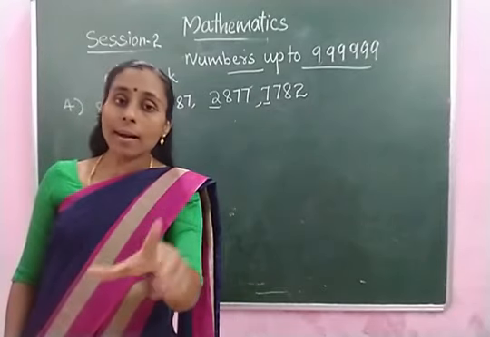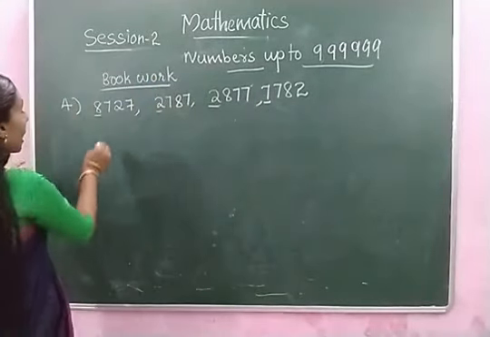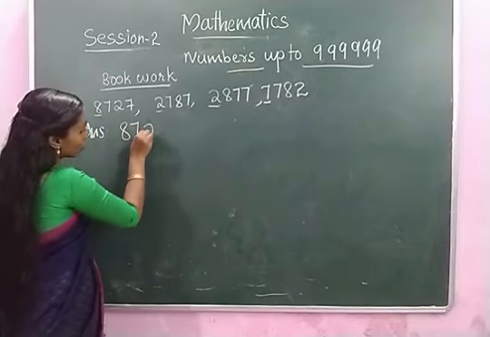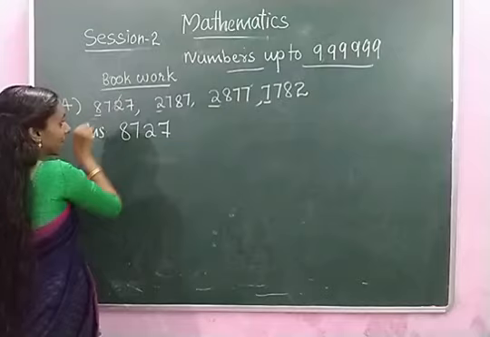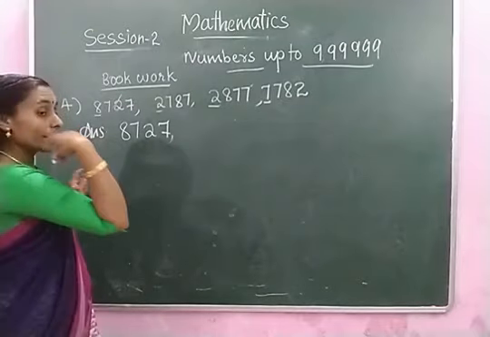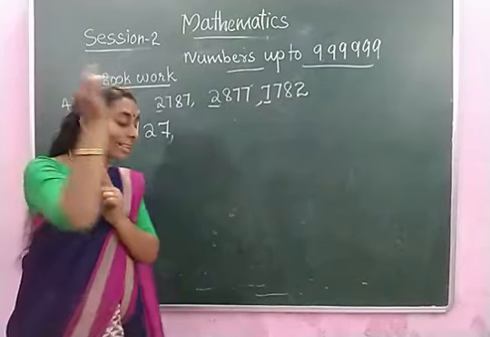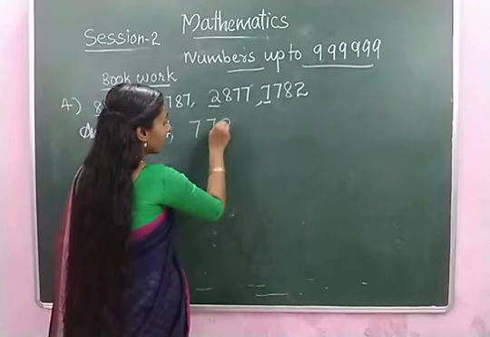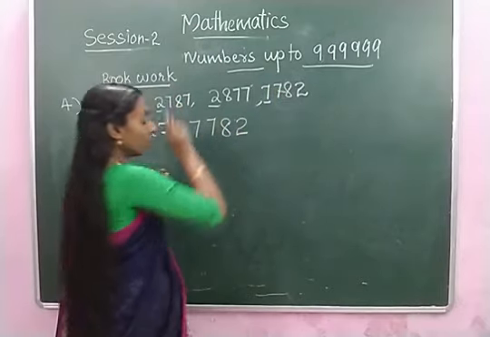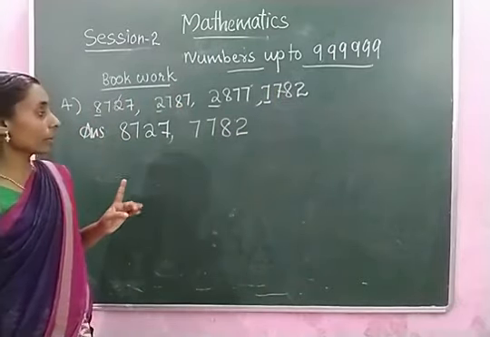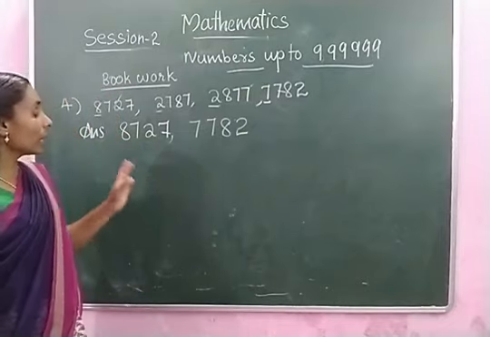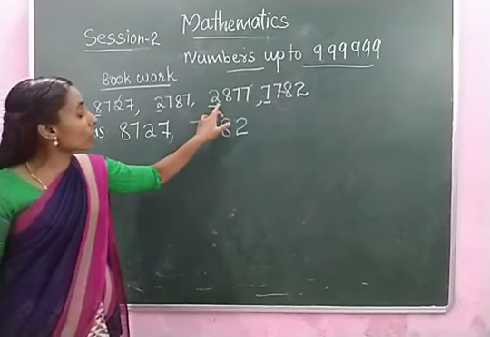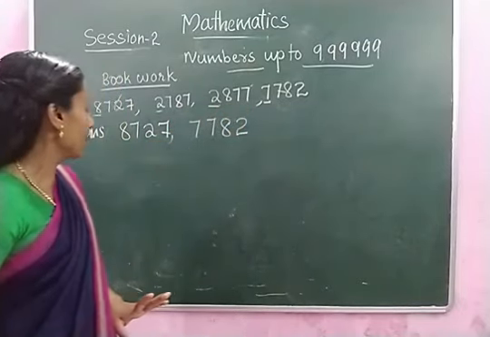How many thousands are there? 8000. So that will be the highest number, 8727. That we have cancelled. Then to get the next number, we go to the next small number, that is 7782. That also we have done. Next, to get the next small number, the numbers 2787 and 2877 are here.